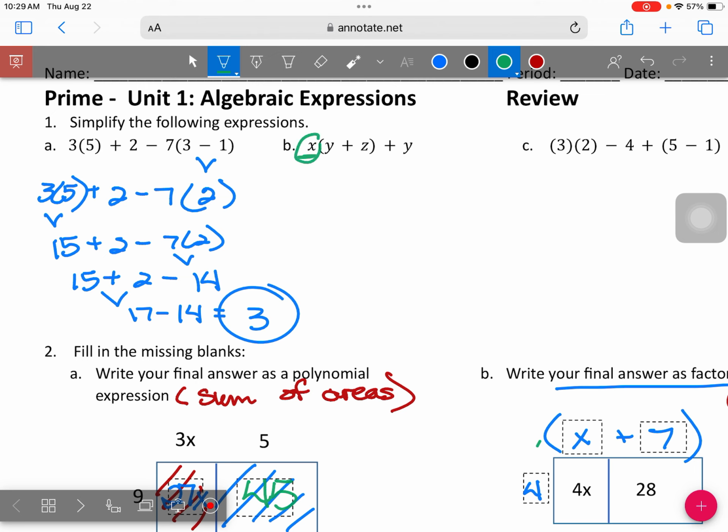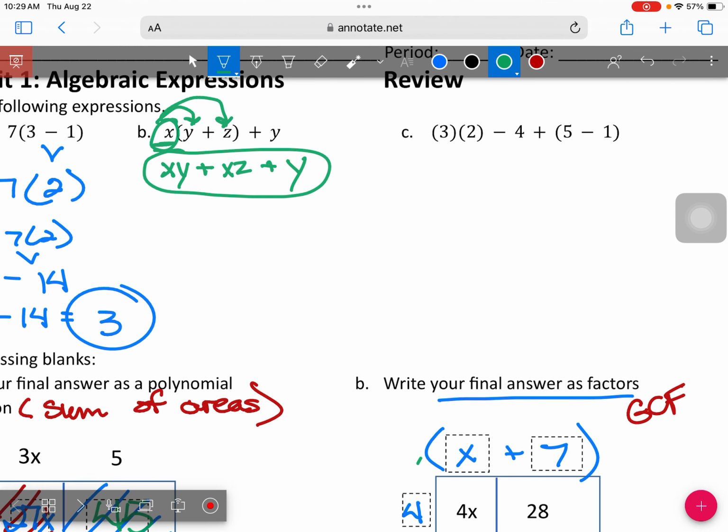Multiply, yeah, distribute. X with each of these on the inside, you get x times y plus x times z plus y by itself. Why didn't I multiply x with that y? It's not in the parentheses. Can I simplify this anymore? No, so that is your final answer.